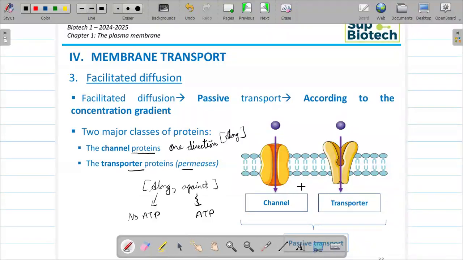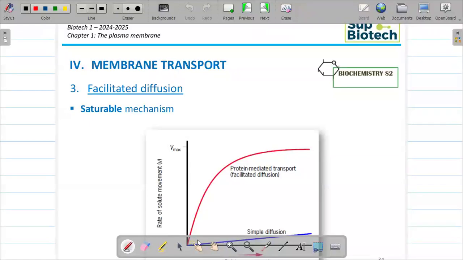Channel proteins allow molecules to go in only one direction, along the concentration gradient, without utilizing energy in the form of ATP, whereas transporter proteins can allow the molecules to go in any direction, maybe along the concentration gradient where no ATP is utilized, or against the concentration gradient.